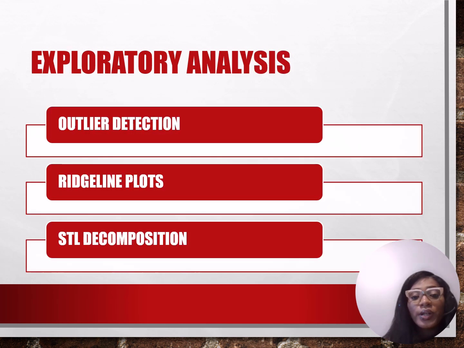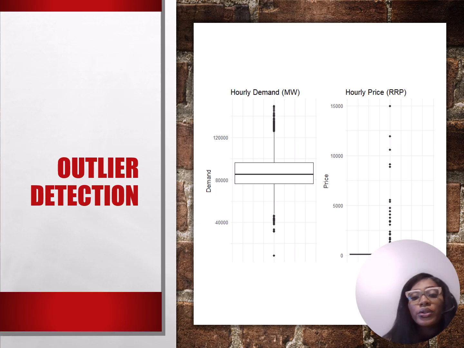The exploratory analysis that was done includes outlier detection, ridgeline plots, and STL decomposition. So for outlier detection, we used the IQR model for our fences. You can see that for hourly demand, there are extreme values outside the upper limit of the fence, and also the lower limit of the fence. And for the hourly price, we have outliers outside the upper limit of the fence.